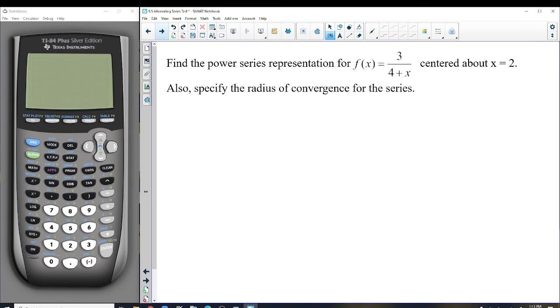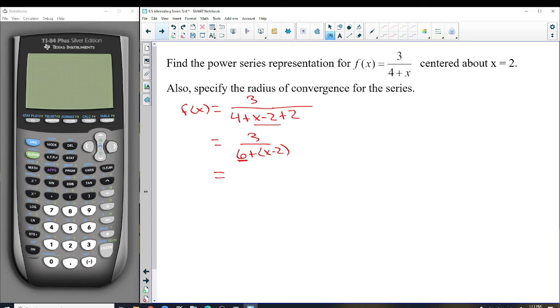Find the power series representation for f of x equals 3 over 4 plus x centered about x equals 2. Also specify the radius of convergence for the series. So f of x is 3 over 4 plus x minus 2. I need that x minus 2, but I can't just subtract 2 in a denominator. We've got to add 2 also. So this is 3 over 6 plus x minus 2. Now that's centered at 2.